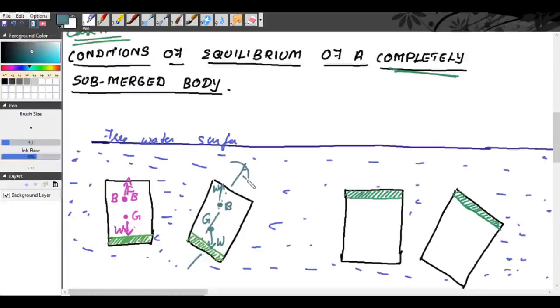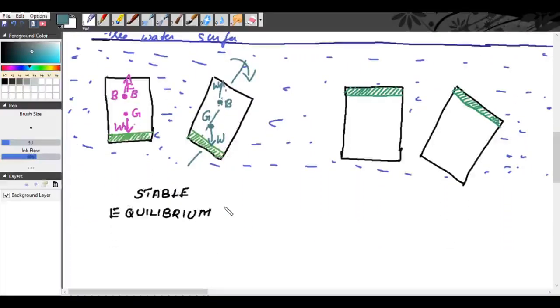And you are tilting it in clockwise direction. So when you tilt in clockwise direction, when this buoyancy is on top of G, this buoyant force will act in the anti-clockwise direction to keep the body in equilibrium. So this is the condition for stable equilibrium, right? When a body is fully immersed inside the water, the condition for stable equilibrium.